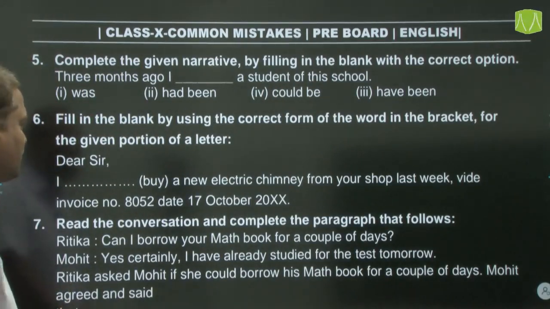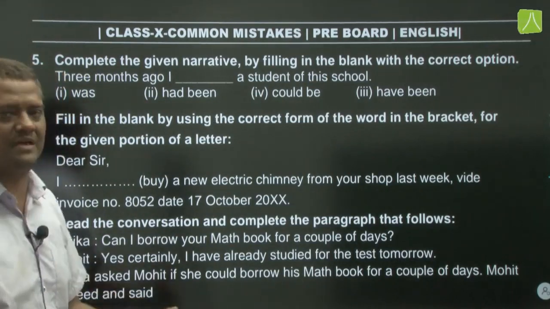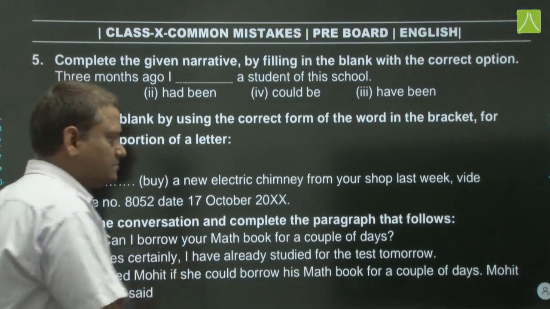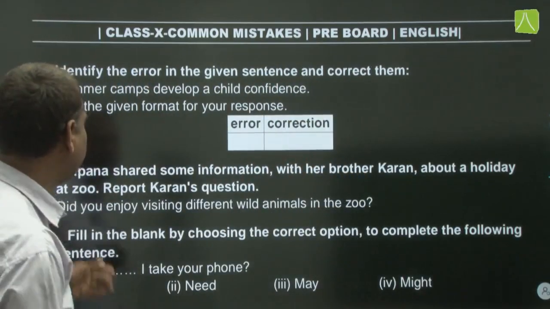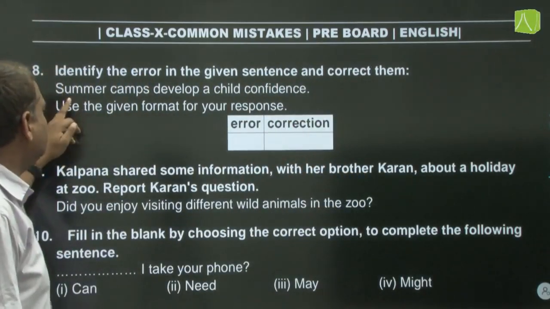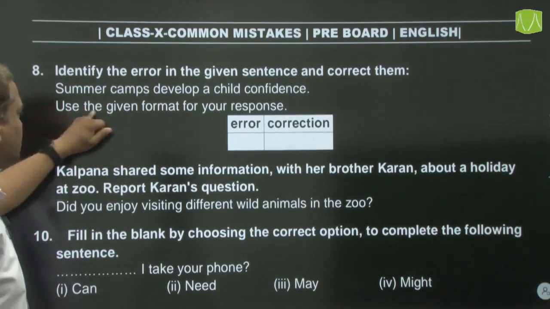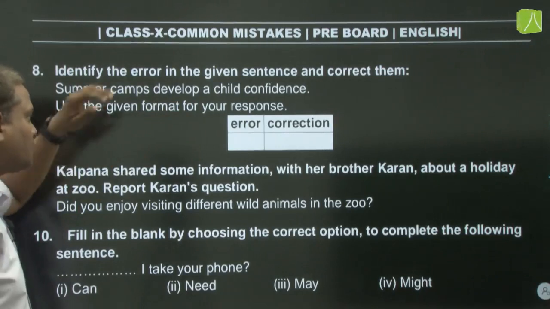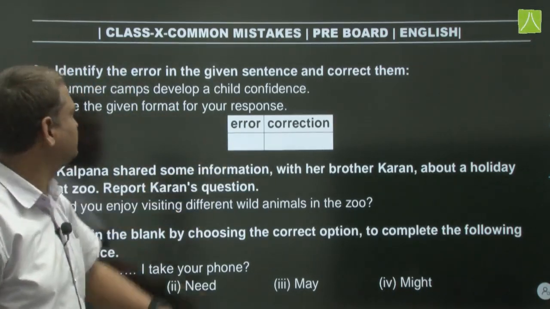Here are some other questions related to grammar, and we will use the same method as I have told you earlier. Like we can see this sentence, summer camps develop a child confidence. Use the given format for your response. You have to find the error. Write the error here, write the correction here.